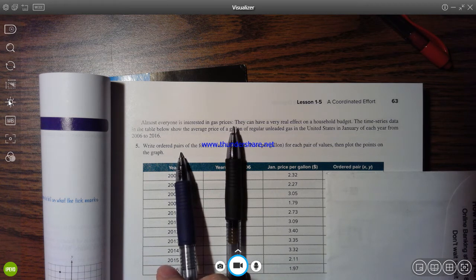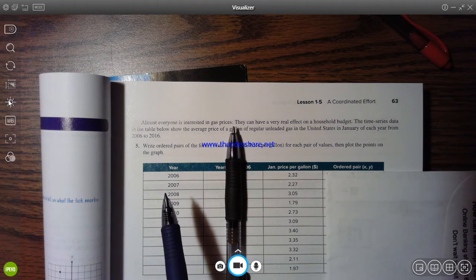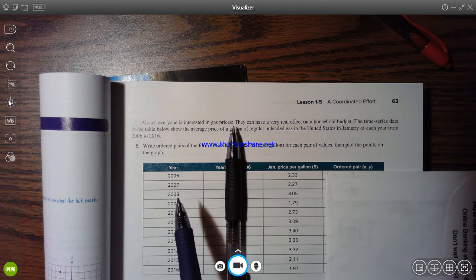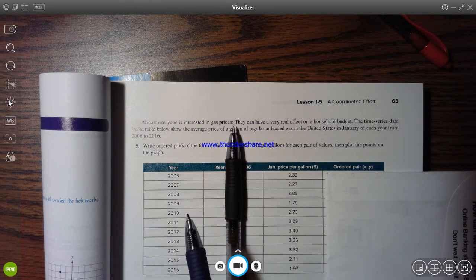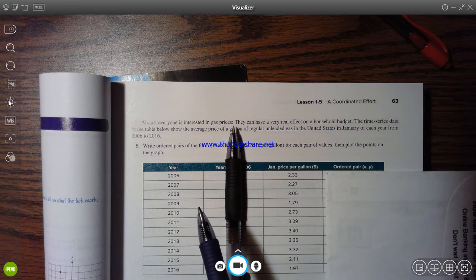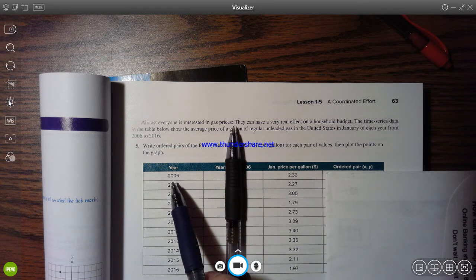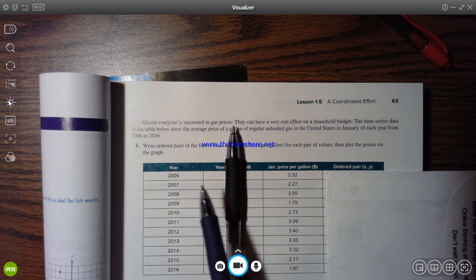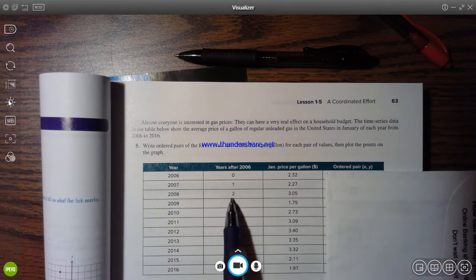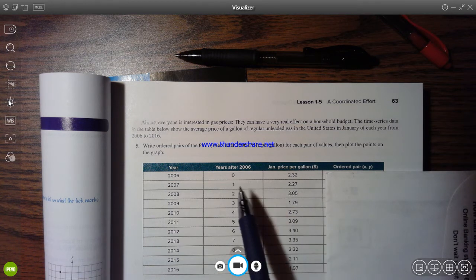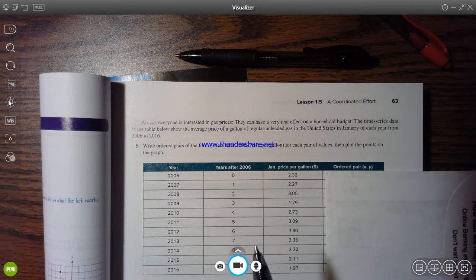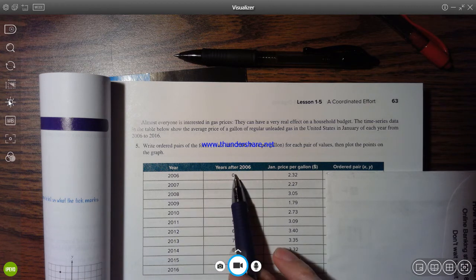So the point, you're not going to use 2006 as the x component. You're not going to write 2006 comma 2.32 as the y component. No. You're going to use 0 to represent 2006, 1 to represent 2007, because they start with 2006. Okay, and so on.